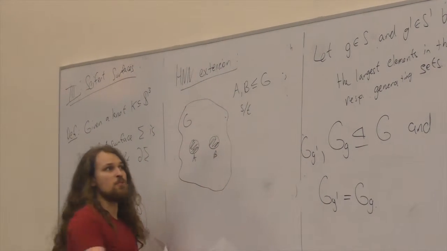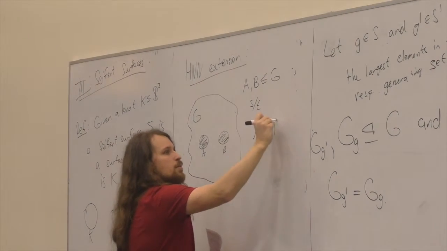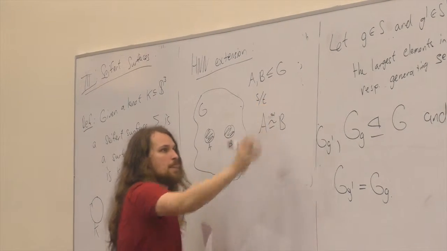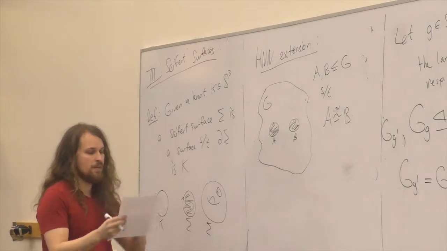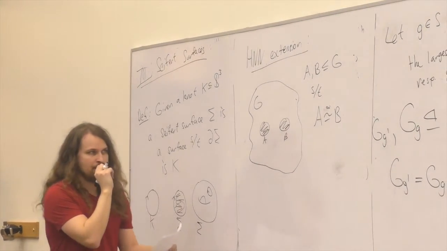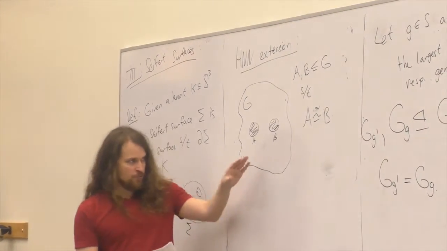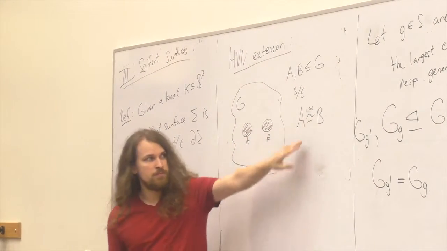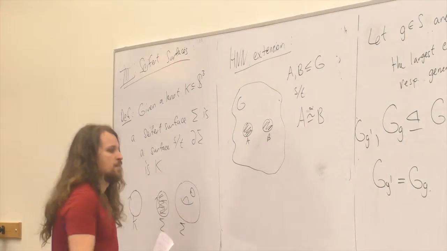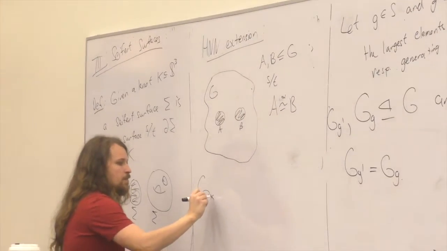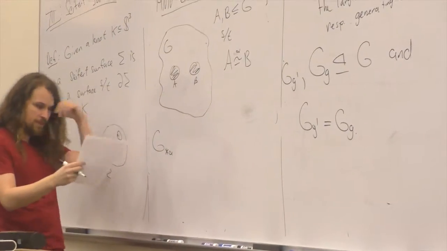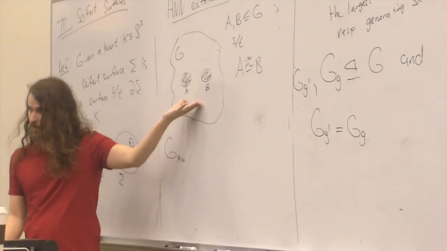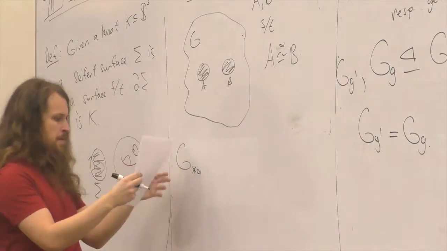And these subgroups are isomorphic. Maybe I'll give that a name. We'll call it alpha. Okay? So from this, we can construct a new group by gluing A and B together by this map. So here's the definition for the HNN extension given this map in subgroups A, B, and G.